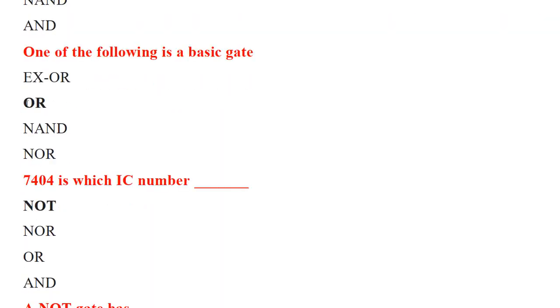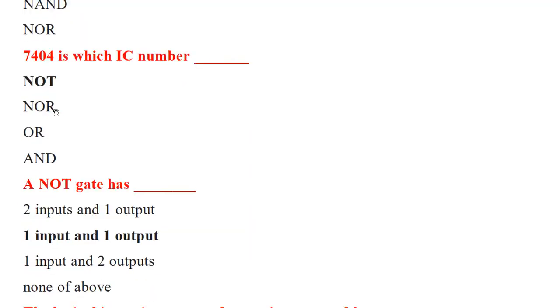Which one of the following is a basic gate? Which are the basic gates? We have AND gate, OR gate and NOT gate. These three gates are called basic gates. So let's learn: XOR is not a basic gate, it is derived. OR gate is a basic gate. NAND is universal. NOR is also universal. So OR gate is the correct answer. We have asked for the basic gate, so OR is a basic gate.